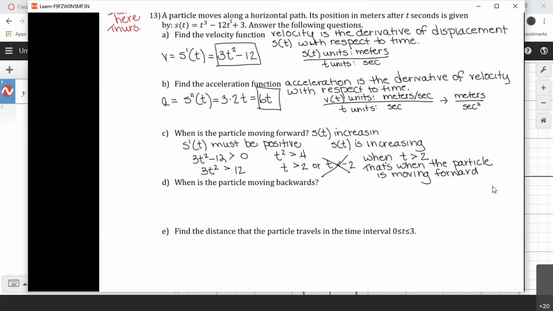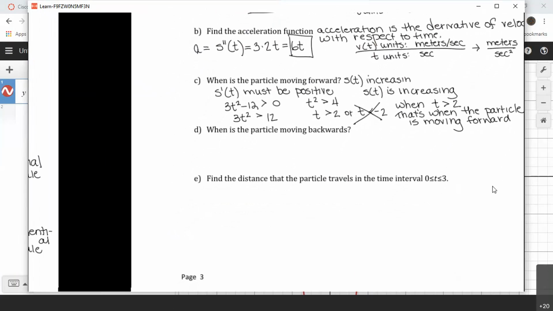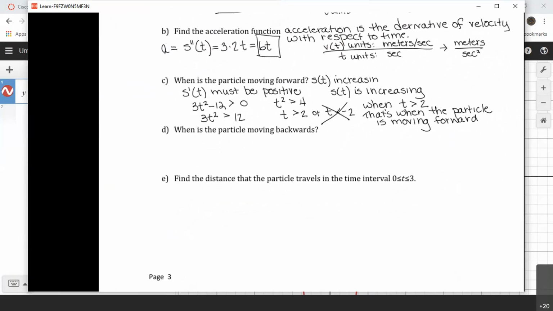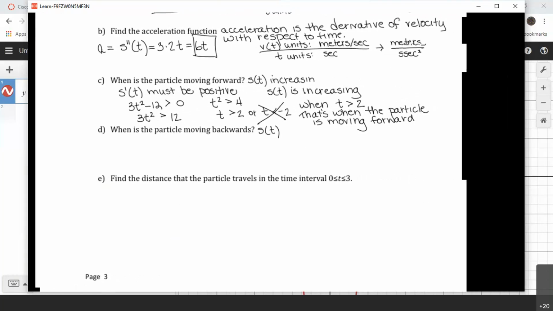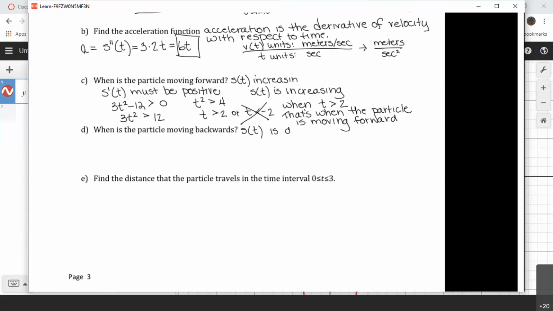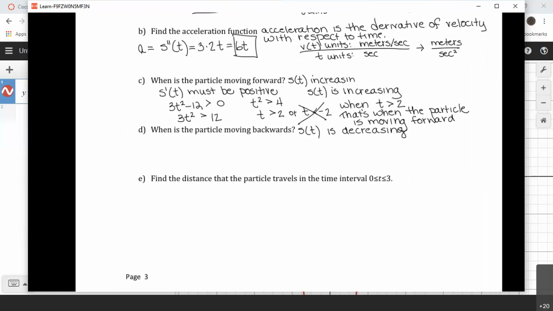Now as far as the particle moving backwards, that's going to happen when the position function is decreasing. What does that mean? That means s prime of t is less than or equal to 0. That means the y values are less than, and again, I'm making it strictly less than 0.